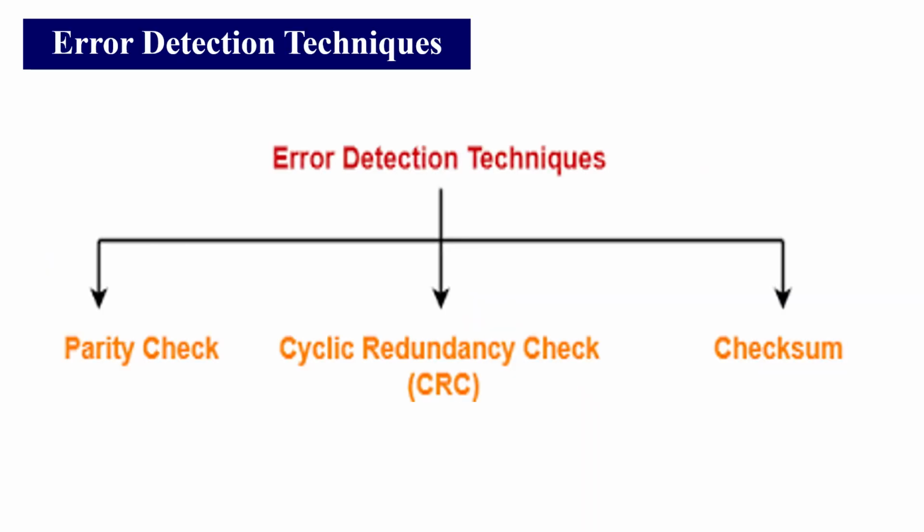Once data is transmitted from the sender to receiver, it is important to check whether the received data is error-free. To do this, we use several error detection techniques that help identify any changes that may have occurred during transmission. Some commonly used methods are parity check, CRC or cyclic redundancy check, and checksum. Each of these methods plays a key role in ensuring the accuracy and reliability of data communication.